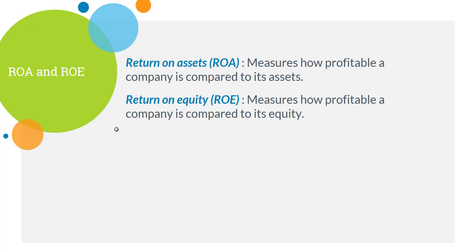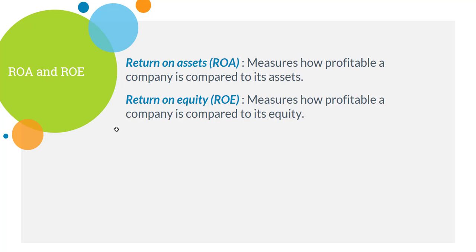Now there's also ROE, return on equity. Well, that's measuring how profitable a company is compared to its equity. Now, you might be thinking, okay, those sound kind of similar, right? Like one's just measuring assets and the other equity. So what's the big deal? I feel like that's just looking at the same thing in different ways. Well, it's not, and we'll get to that in just a second.